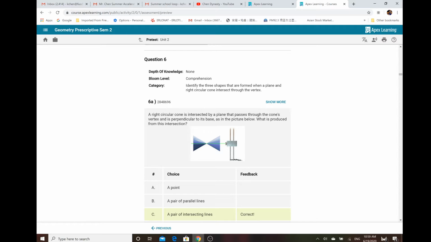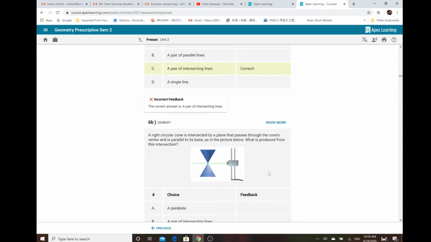A right circular cone is intersected by a plane that passes through the cone's vertex and is perpendicular to its base, as in the picture below. So what is produced from the intersections? Obviously this one is a pair of intersecting lines.